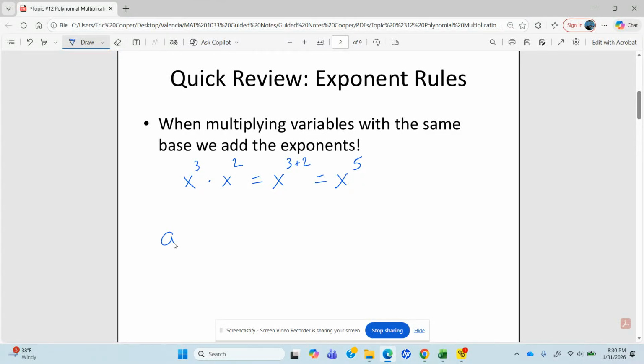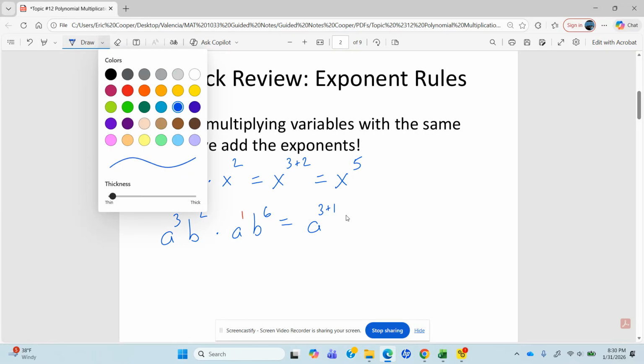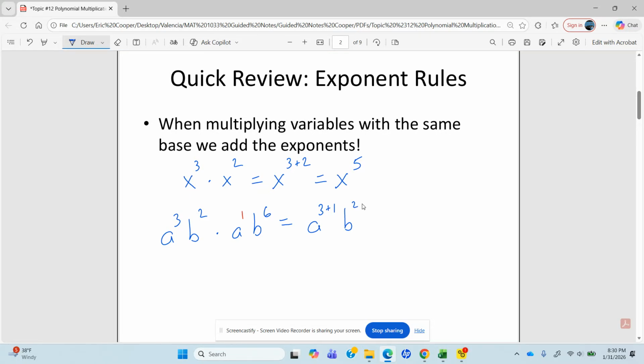Again, we could do that also with multiple variables. If I have a to the third b squared and I multiply it by a b to the sixth, it's the same idea, but we're going to do it with each of the letters. For the a, we're going to do 3 plus 1, because if there's no exponent written there, we remember that that is a 1. And then for the b, we will do 2 plus 6. So this will end up being a to the fourth, b to the eighth. We will keep this general guideline as we go through and do polynomial multiplication problems.